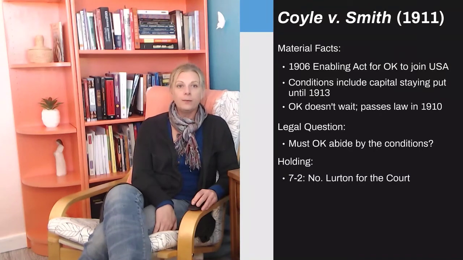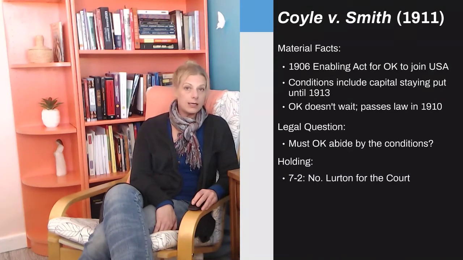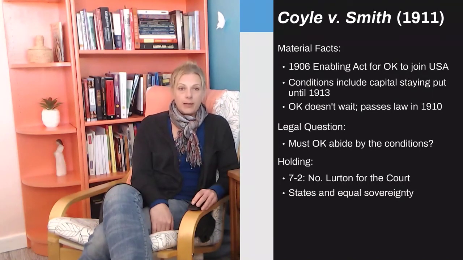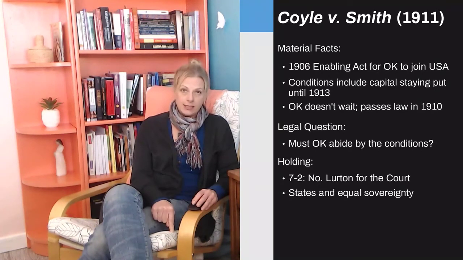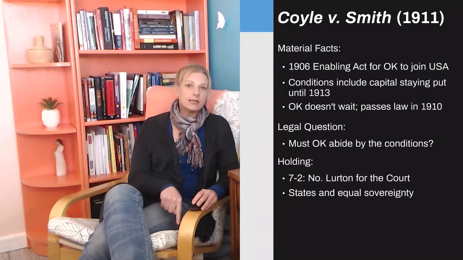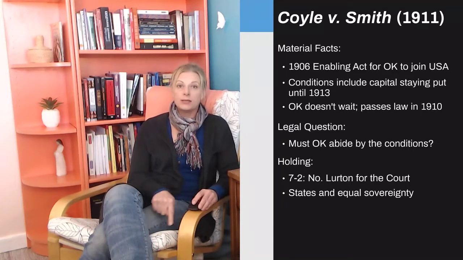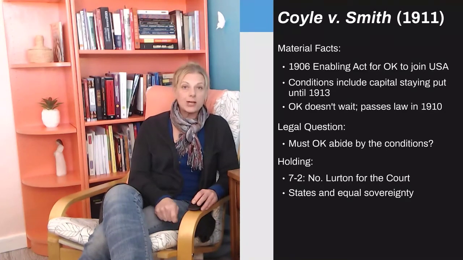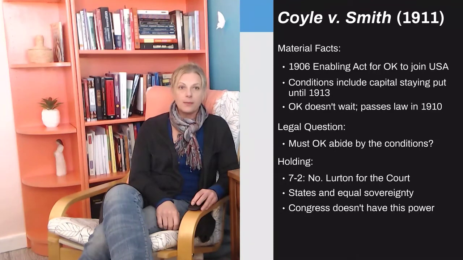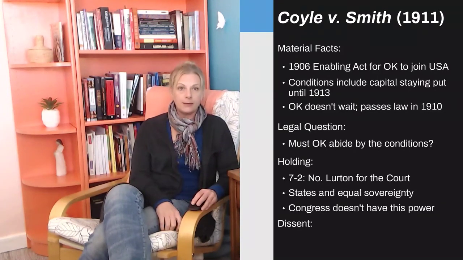The holding was 7-2, and the answer is no. Justice Lurton writes for the court, and he talks about how the Constitution is based on this idea of a bunch of states coming together under conditions of equal sovereignty, and that things like deciding where a state capital is located are critical to the operation of that state's sovereignty. And so Congress doesn't have this power to coerce states to do Congress's bidding when it comes to questions of internal governments, such as where your state capital is going to be located.